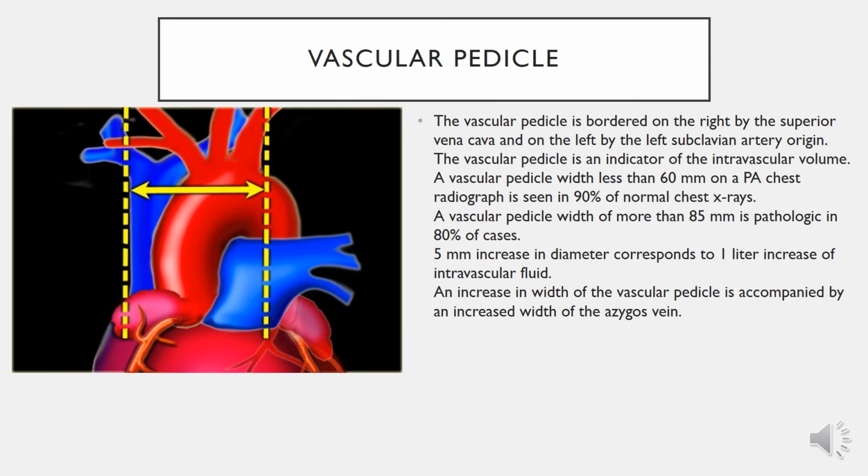Vascular pedicle. The vascular pedicle is bordered on the right by the superior vena cava and on the left by the left subclavian artery origin. The vascular pedicle is an indicator of the intravascular volume.